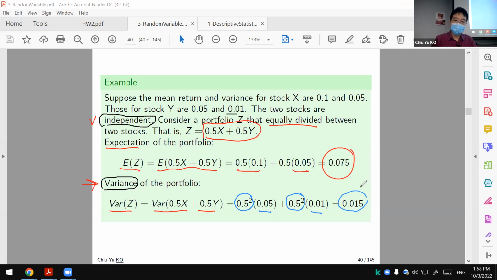Just to repeat what I'm saying, look at the return. It's just halfway between these two numbers. But the variance is not halfway between these two numbers. It's way closer to the lower one, very close to 1%, because X is 5%. When you're mixing, it's much lower. It's only a slight increase in the risk, from 1% to 1.5%, but the expectation goes up a lot. So that's why you want to mix.